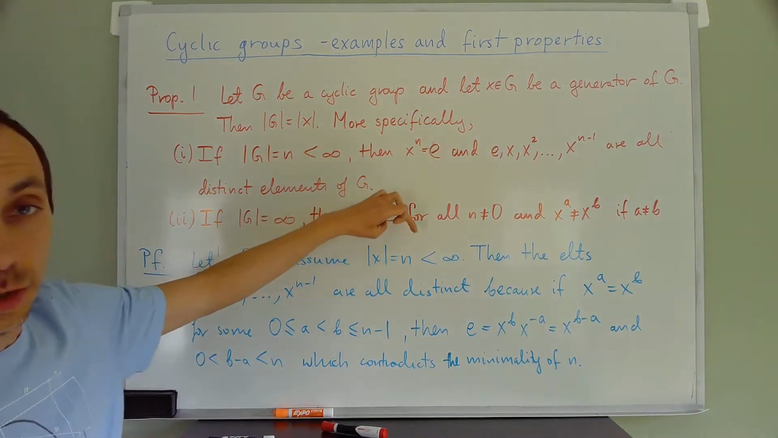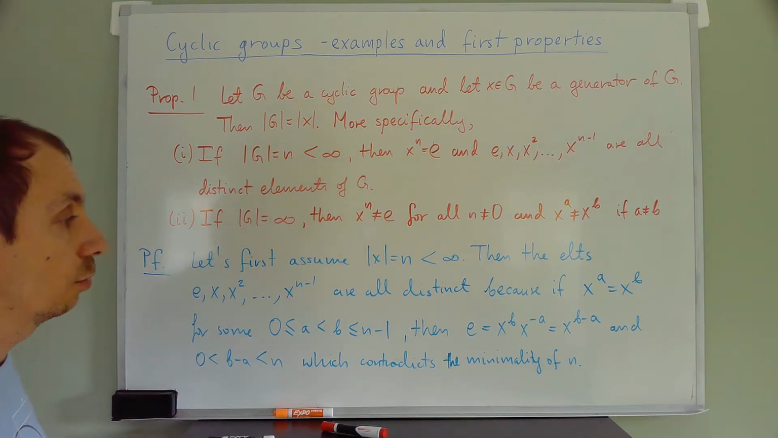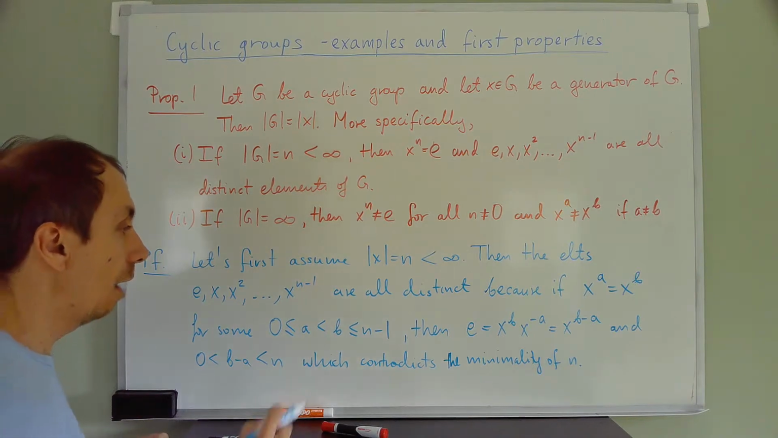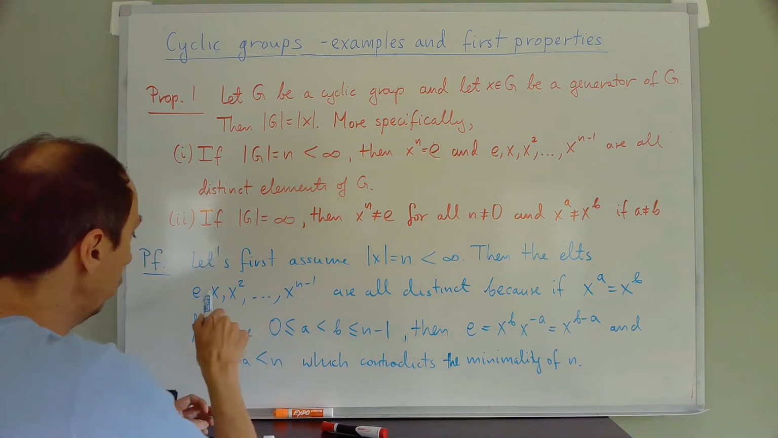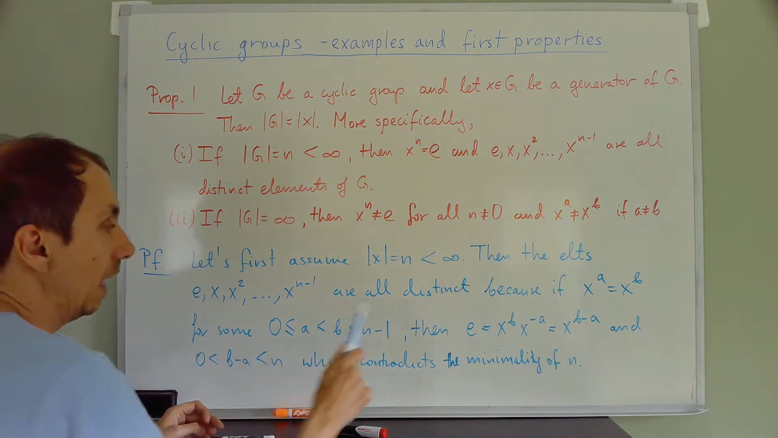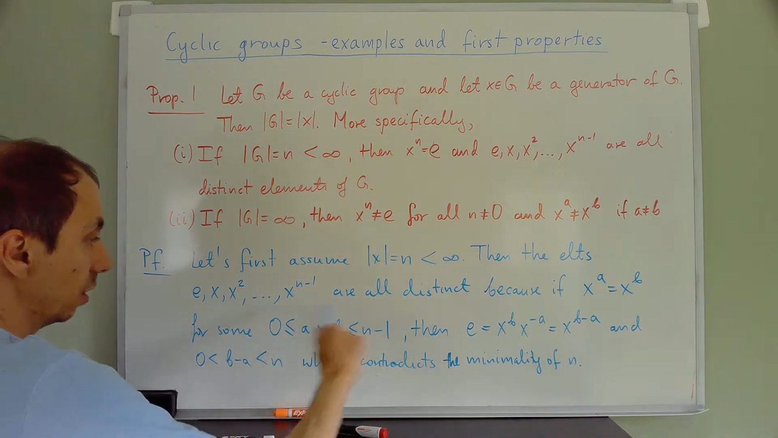Once again, n is the order of x, so n is the smallest positive integer such that x to the n is equal to the identity. However, if x to the a is equal to x to the b, for some a and b between 0 and n minus 1, and a not being equal to b, then I have this.